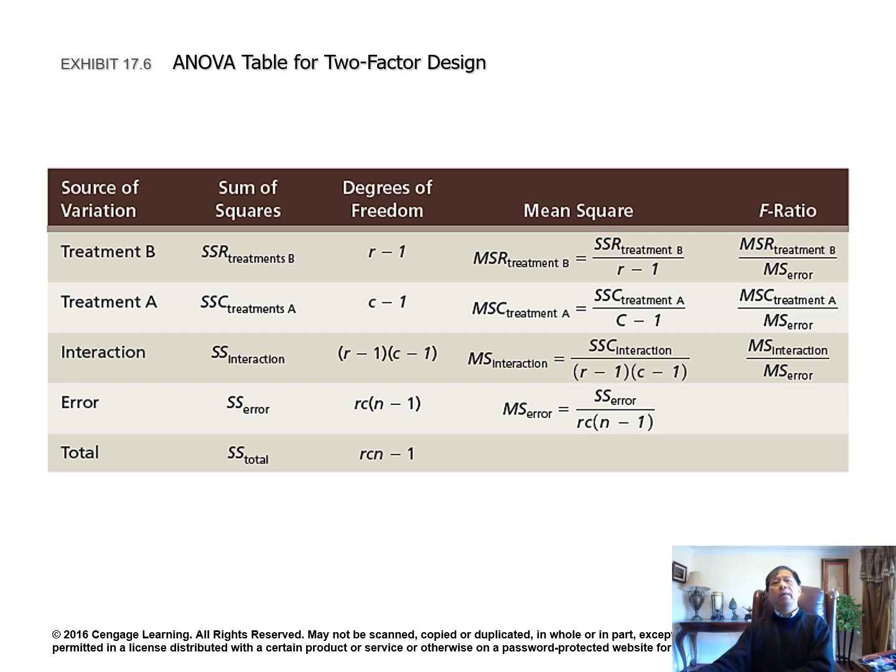Then you can calculate your F ratio. You have three F ratios: the F ratio for treatment B, the F ratio for treatment A, and the F ratio for the interaction. You can compare them to see if they are significant.